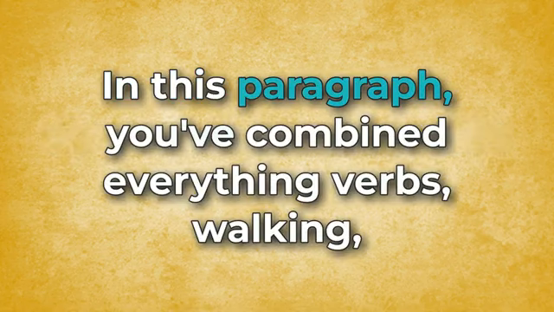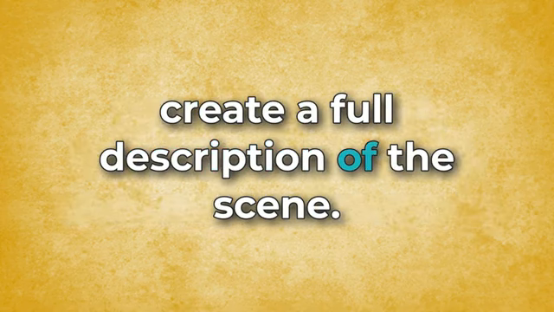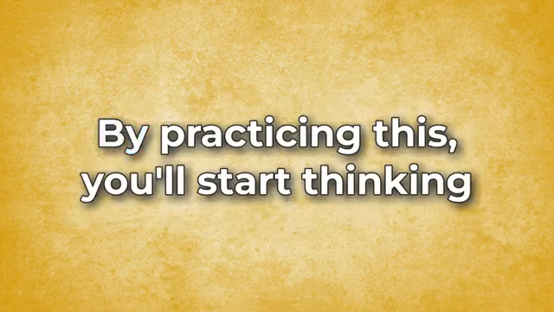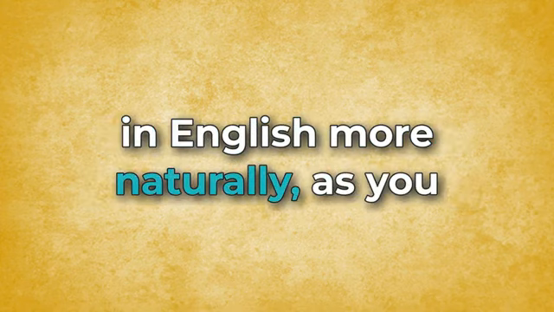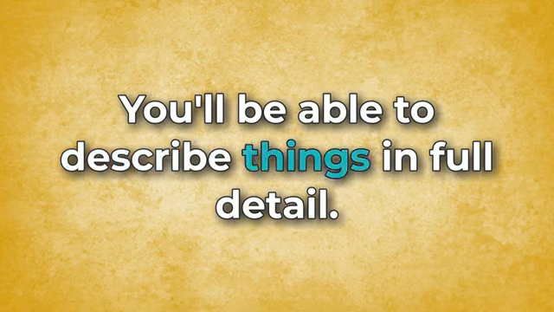In this paragraph, you've combined everything: verbs, walking, speaking, nouns, tourists, mountains, wall, and sentences to create a full description of the scene. By practicing this, you'll start thinking in English more naturally, as you won't just be forming short sentences. You'll be able to describe things in full detail.